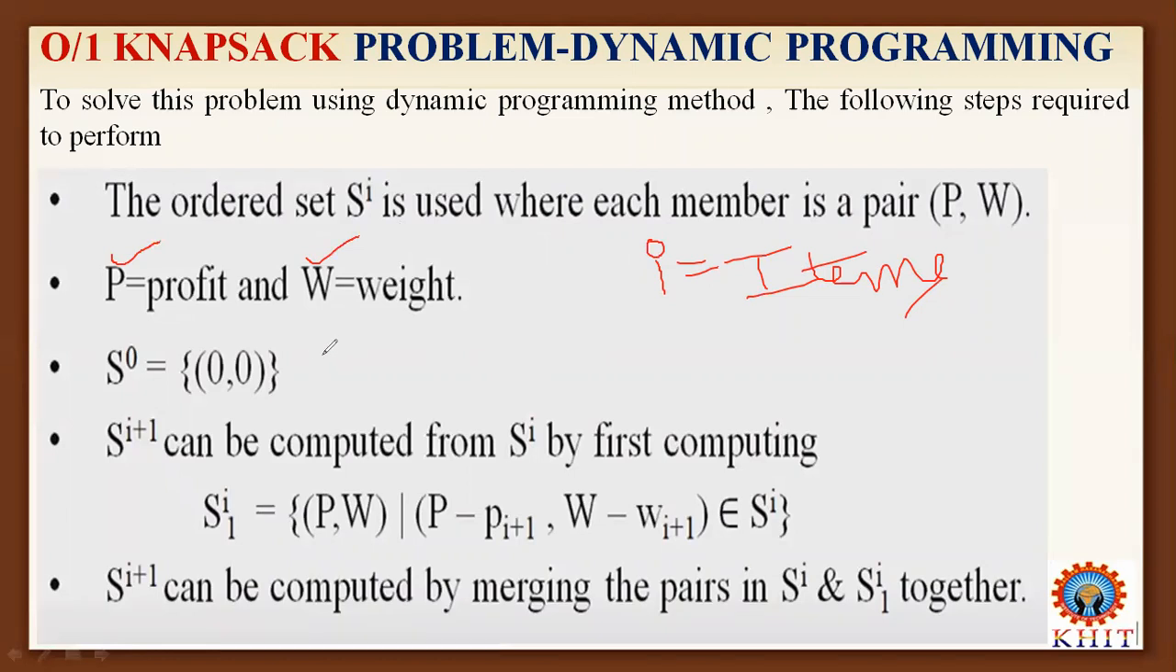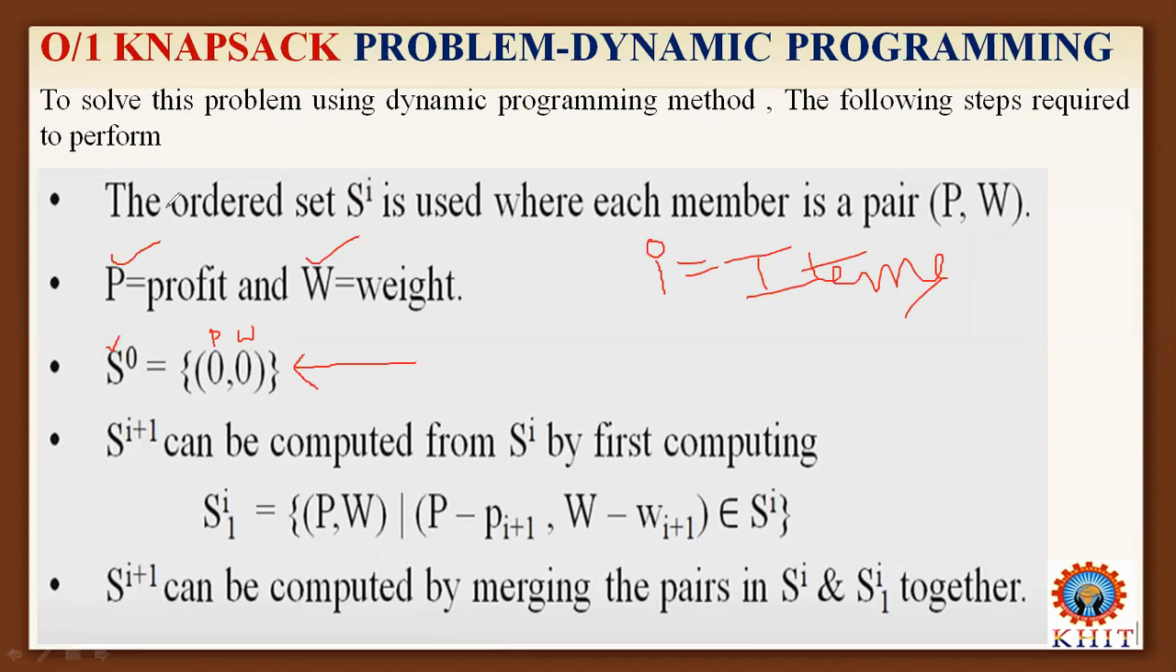Initially, the knapsack is empty, that means (0, 0), where the first is P and the second is W. So the profit is 0 and the weight is 0. That means we have not filled the knapsack with any item, hence the bag is empty. There is no item placed in the bag, the weight of the bag is 0 and the profit you can earn is 0. That is considered as S power 0.